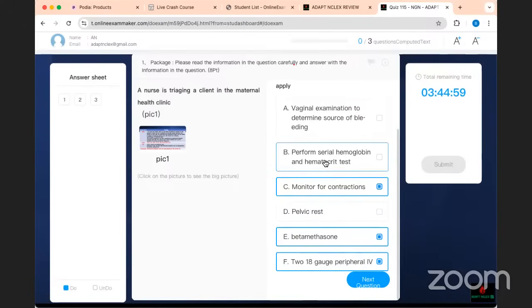Secondly, you need to check their blood, right? Because of bleeding, H&H, you have to check for that. And then there should be pelvic rest, nothing goes into the vagina.